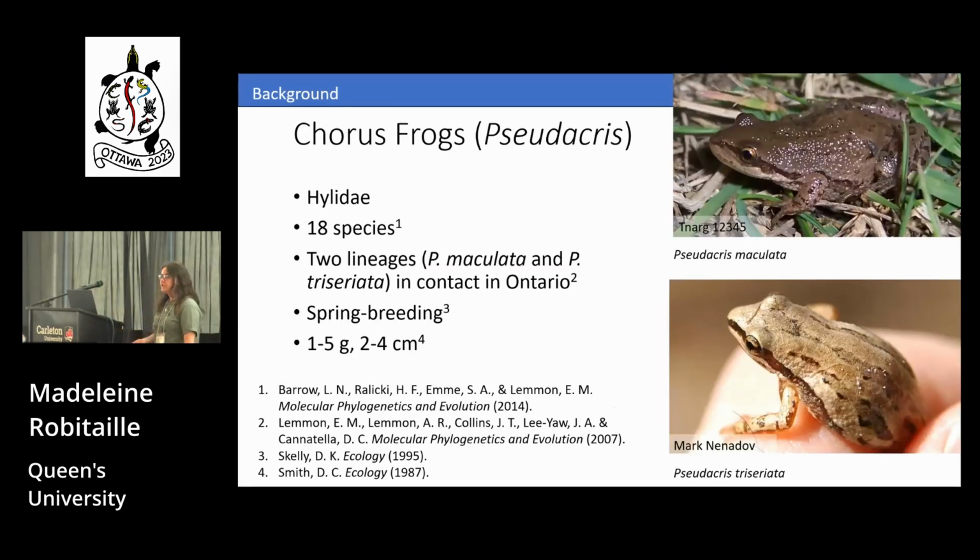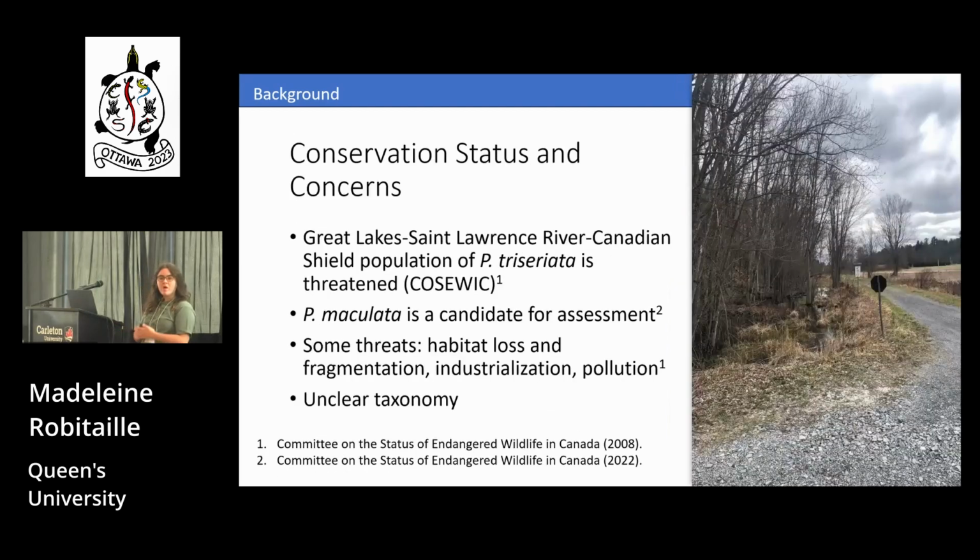Now, to give you an introduction to my study species, I'm studying chorus frogs, which are in the genus Pseudacris. Currently, there are 18 species recognized within this genus, and 2 lineages occur in Ontario: Pseudacris maculata, the boreal chorus frog, and Pseudacris triseriata, the western chorus frog. One population of Pseudacris triseriata has been listed as threatened, and Pseudacris maculata is a candidate species for assessment.